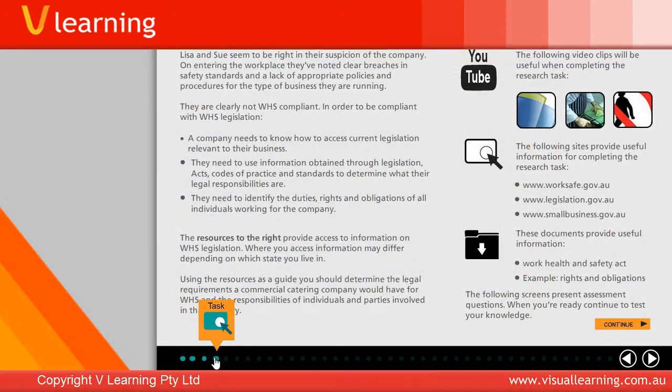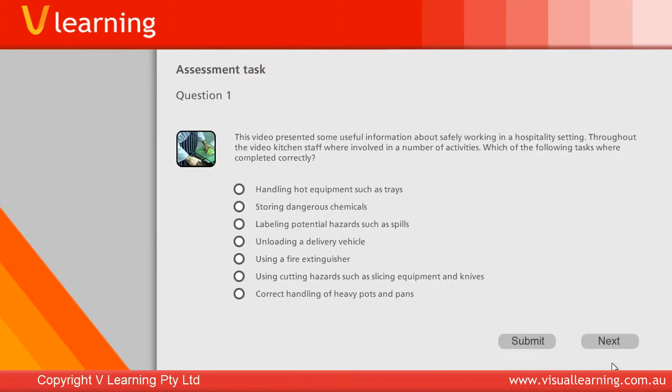The learner has the ability to revise back over content by rolling over the progression bar at the bottom of the screen. The rollover provides a thumbnail of previous screens and allows the learner to click and return to any screen they wish. After learners have completed their research task, they'll need to complete a short assessment.